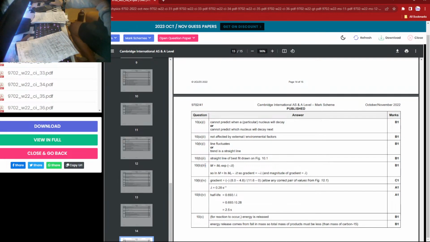But for this one, they solved everything first, and then they substituted after. So probably this is the correct way to do it, because from the way I did it, you wouldn't be getting a unit of g because it's divided, so it's a ratio. So you wouldn't be getting a unit with it. So probably the way I did it was wrong, but it's almost similar. Line fluctuates, trend is a straight line.